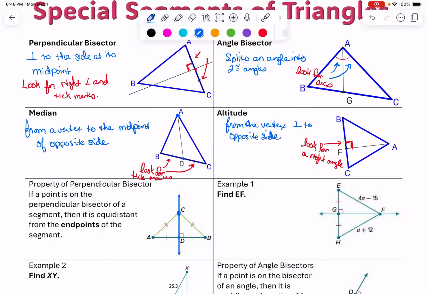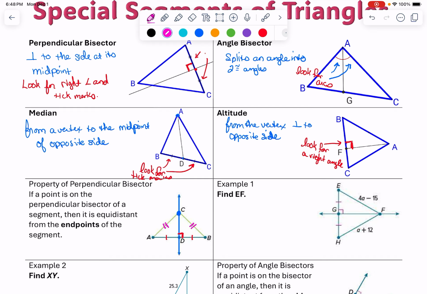So not only do we see this right angle and the set of tick marks that show us that it is the perpendicular bisector, then the distance from any point on that perpendicular bisector, on that line, has to be the same to each of the endpoints. So the distance between C and A is the same as the distance between C and B.